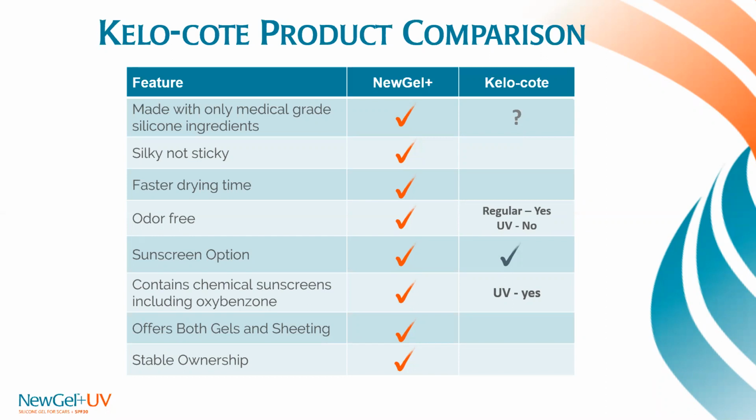And it doesn't fade, it stays for a long time. They do have a sunscreen option, which is, you know, a plus for them. But as you can see in the next line, theirs contains chemical sunscreens, including oxybenzone in their UV product, which is not desirable. NewGel Plus offers both gels and sheeting, and Kelacoat only offers the gels and the spray. There is not a sheeting option with Kelacoat.